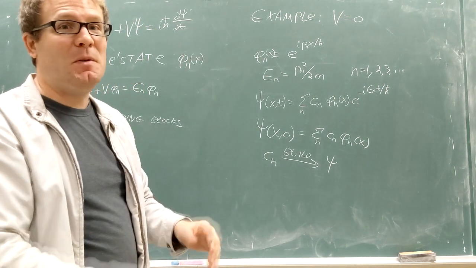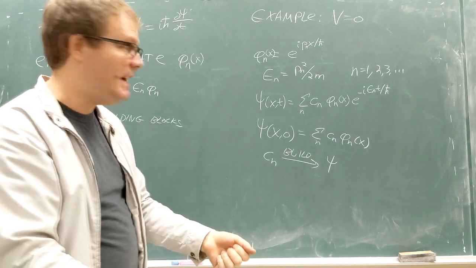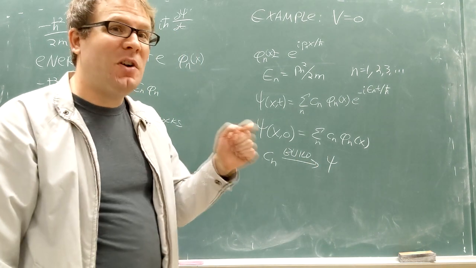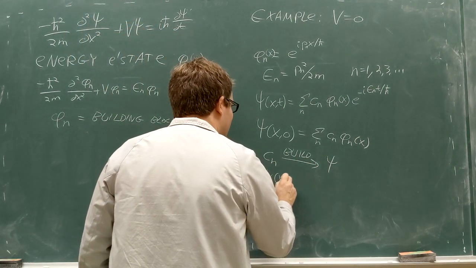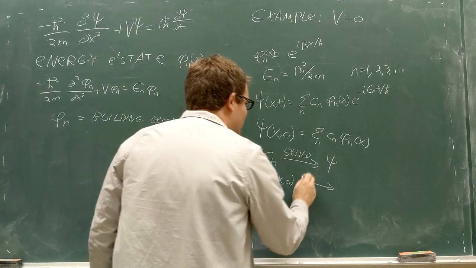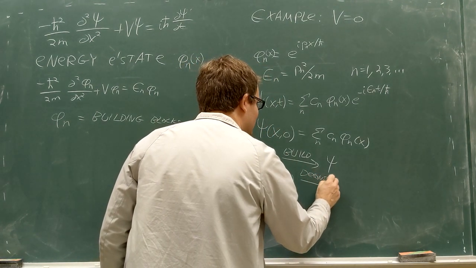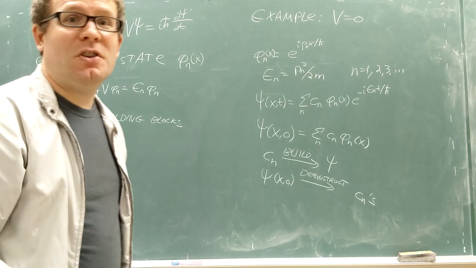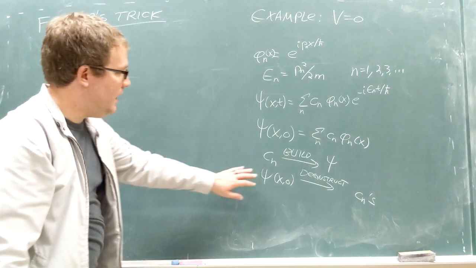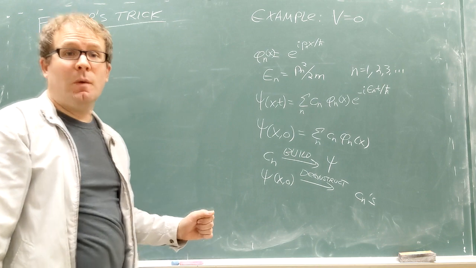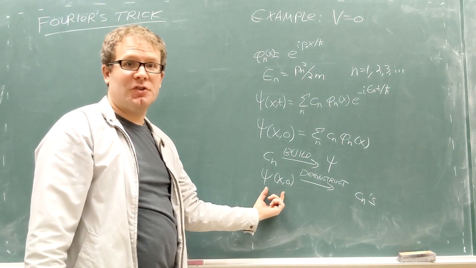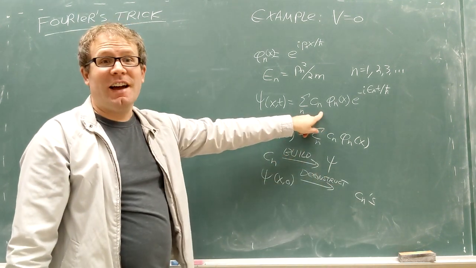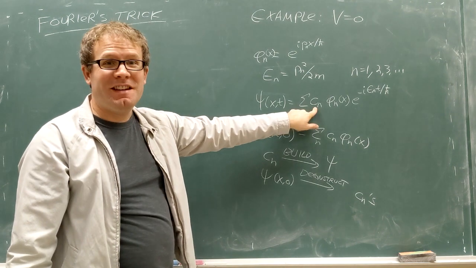Maybe you have a list, maybe you have a formula for the c_n's, maybe you have some experimental data for what the c_n's are. You can use that to build your psi, but you can also go the other way. You can also take psi of x at 0 and use that to deconstruct the c_n's. Let me show you how this works. So this deconstruction process works by something known as Fourier's trick, where if you know what the initial shape of the wave function is, you can get out what these c_n's are. Once you have the c_n's, you get the psi of x and t right away from these c_n's right here.